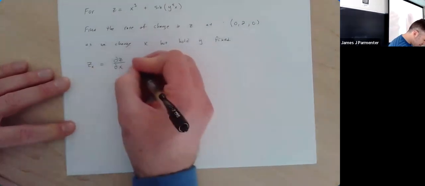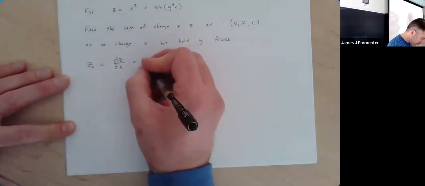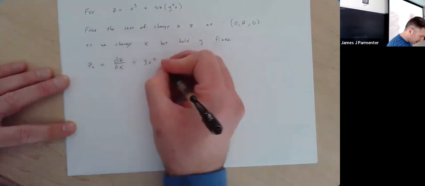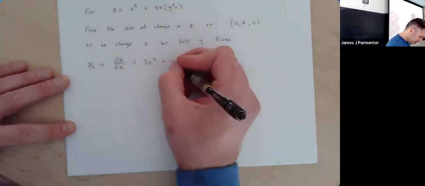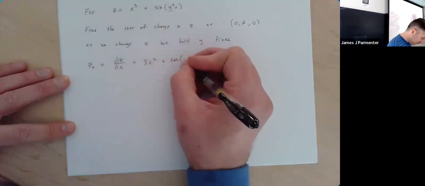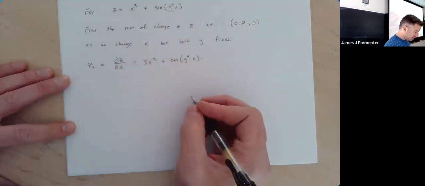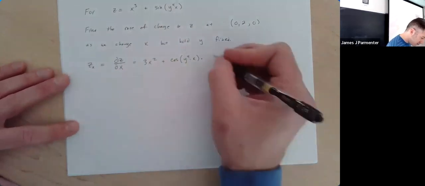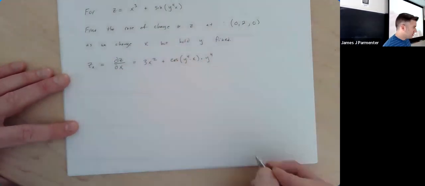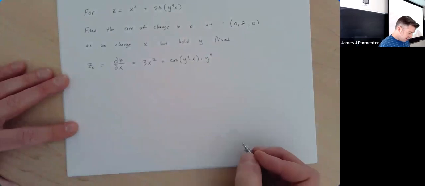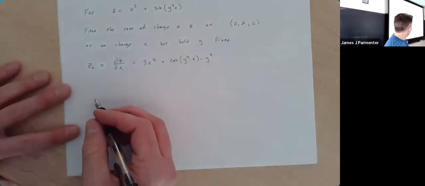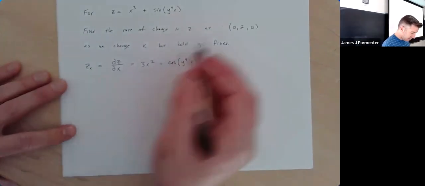So then we're going to do it, and we're going to get 3x squared plus the derivative of sine of some stuff, which is cosine of the stuff, times the derivative of the stuff, which is just going to be y to the fourth, because the derivative of x is 1. That's the partial derivative anywhere, but now we want to find it specifically at the point of interest.